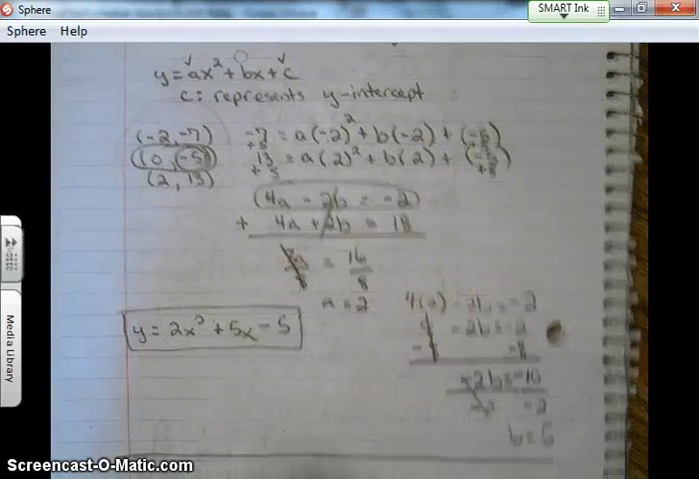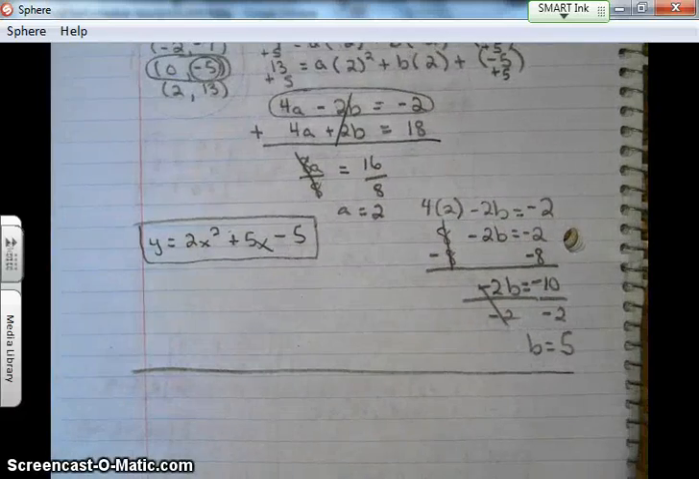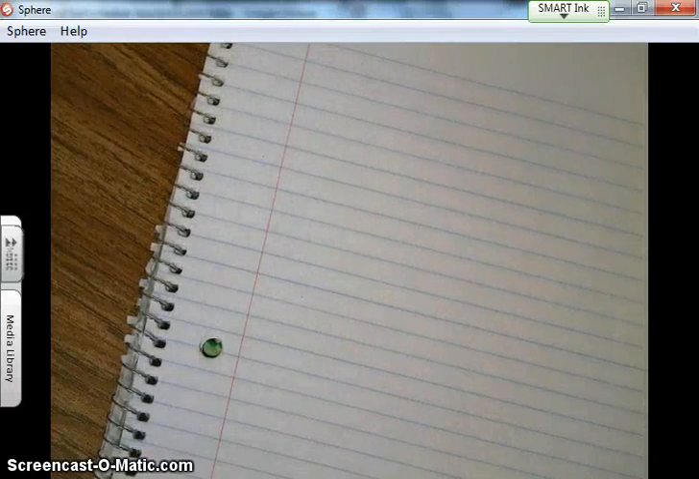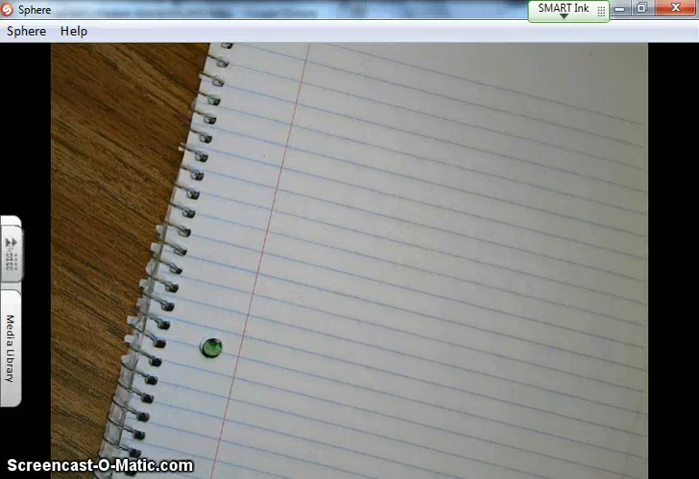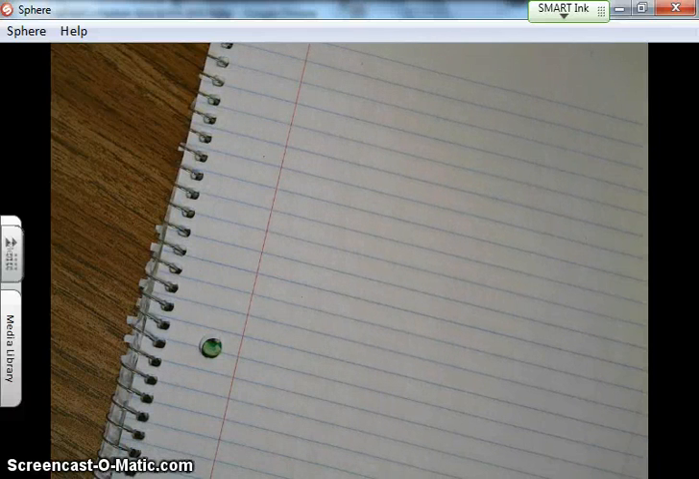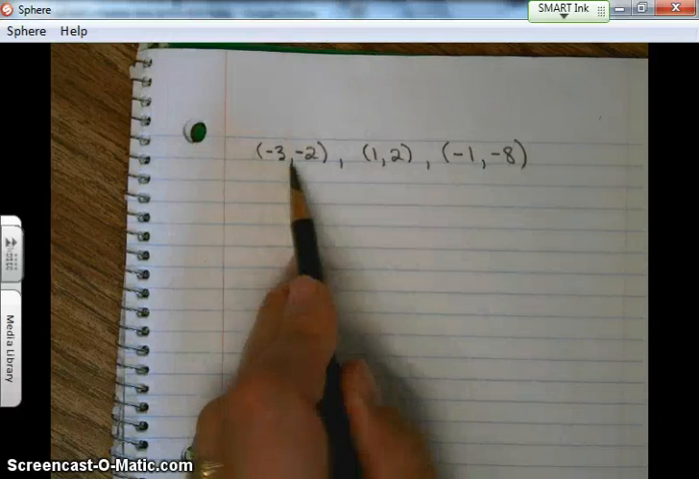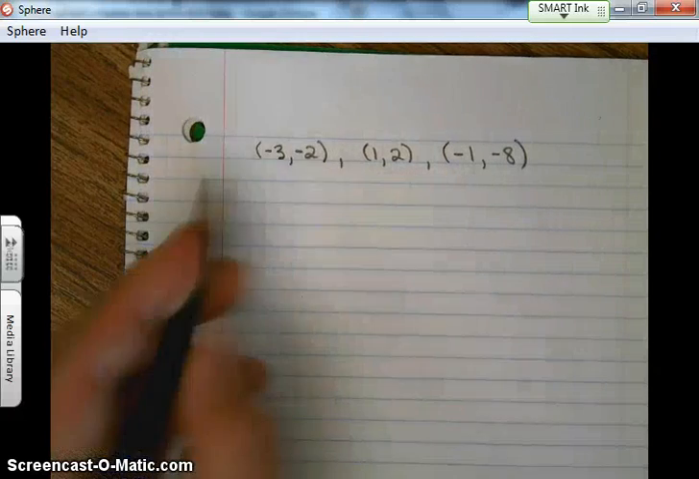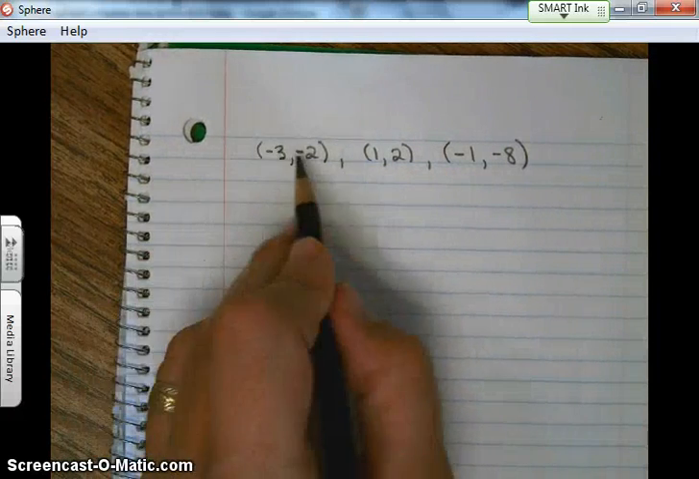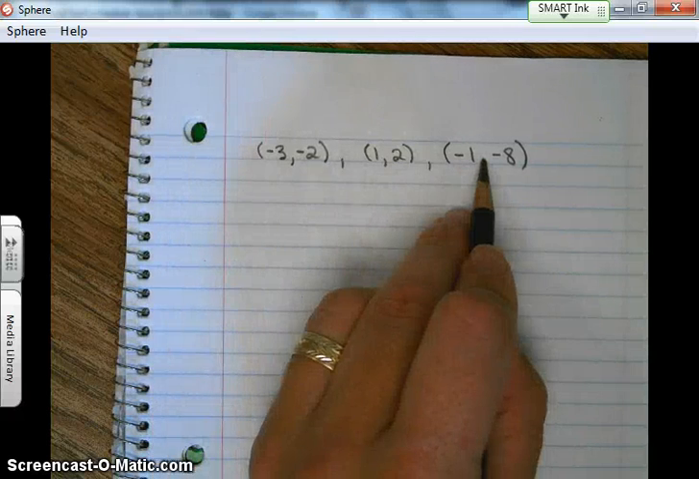Okay, you can stop there, or you can continue on with me for a more advanced problem. So, a more advanced problem. What do we do if we're given 3 points and we are not given the y-intercept? Okay, so notice with these 3 points, we are not given the y-intercept. So we're going to do the same process, but we're going to write an equation for all 3 points.